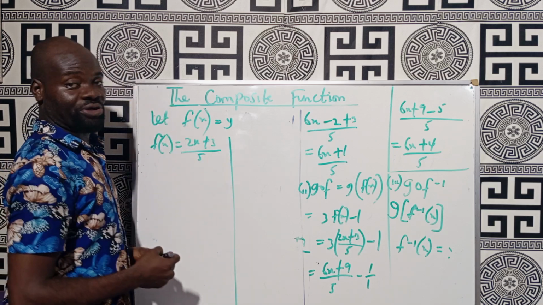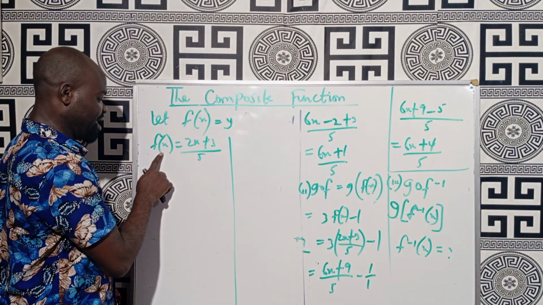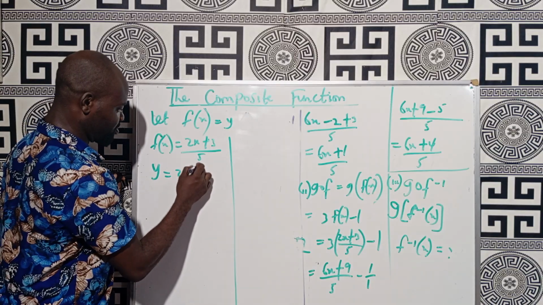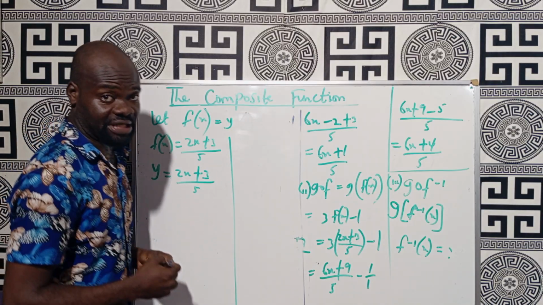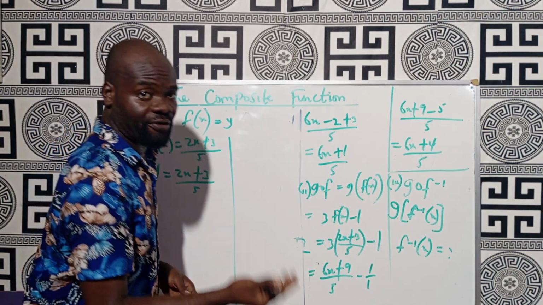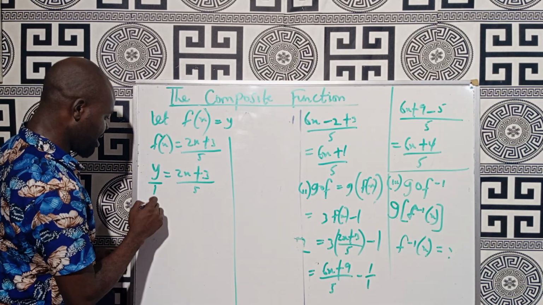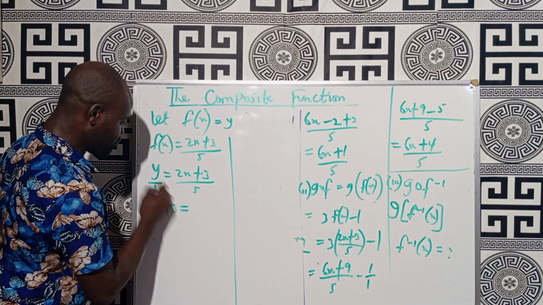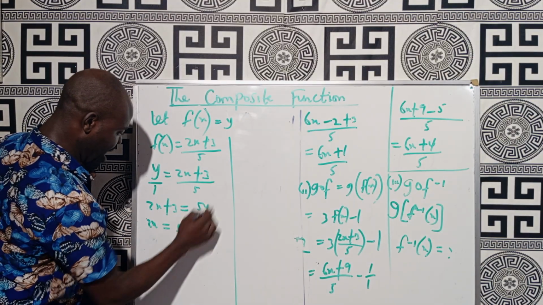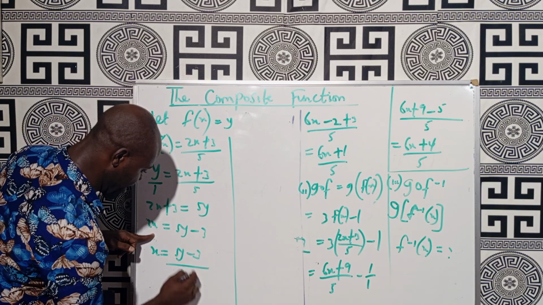Understood? And you know that from the rule I gave you in my last class, I said that your f of x, you make it to be y, letter y. So we have y equals 2x plus 3 all over 5. That's the first step. The second step is that you are going to make your x the subject of the formula. So if you cross multiply, I have 2x plus 3 equals 5y. Understood? And my 2x equals 5y minus 3. So my x equals 5y minus 3 all over 2.